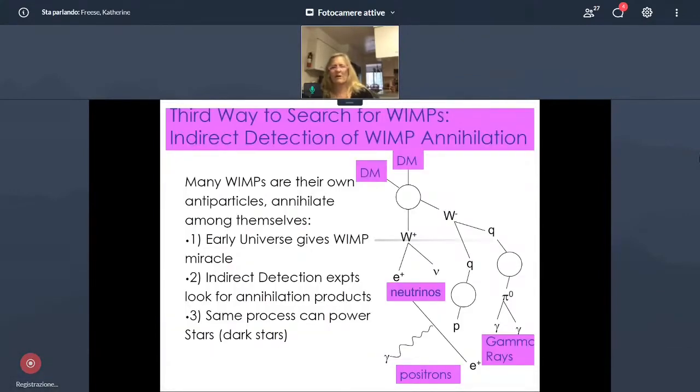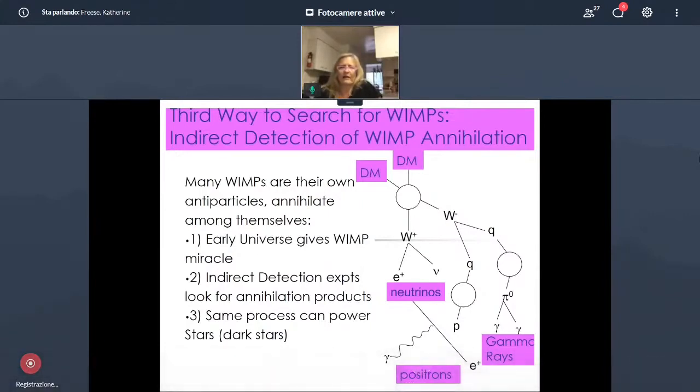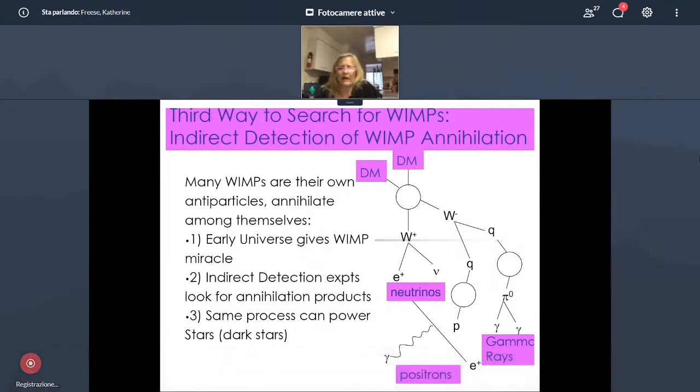Okay, so then the other approach is to search for indirect detection, due to the fact that whenever WIMPs find each other, they annihilate, giving rise to a series of decays, a chain of particles ending up typically with neutrinos, gamma rays, and positrons. And so you look for those if you look towards where there's a lot of dark matter, such as the center of the galaxy or in dark dwarf galaxies.